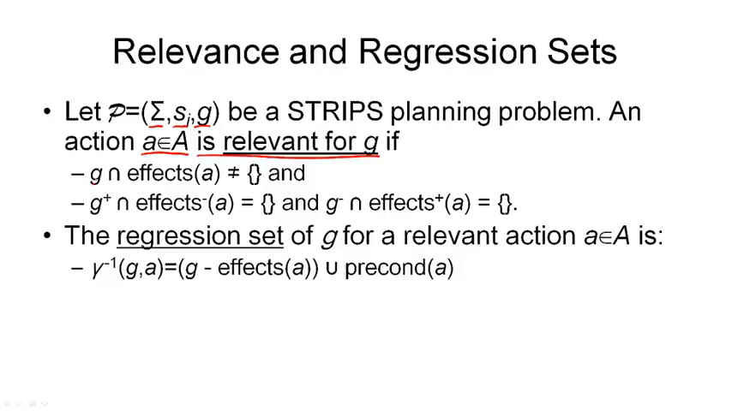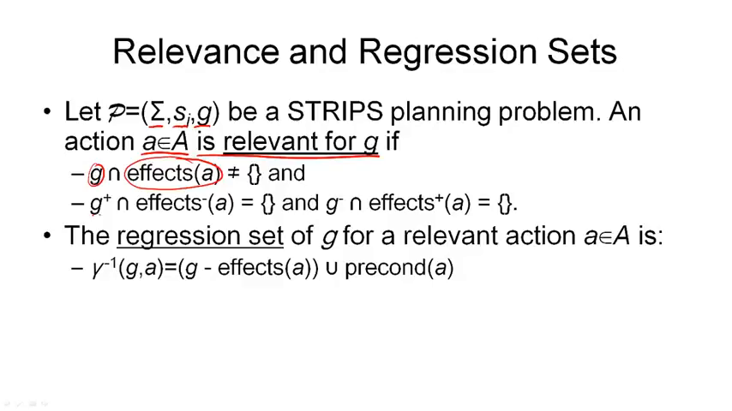Firstly, the goal intersected with the effects of the action must not be empty. This means there must be an element that is in both sets, so there must be an element that is on the one hand a goal and on the other hand an effect of the action. This means the action must contribute to the goal in some way.